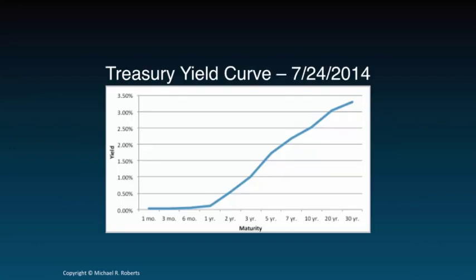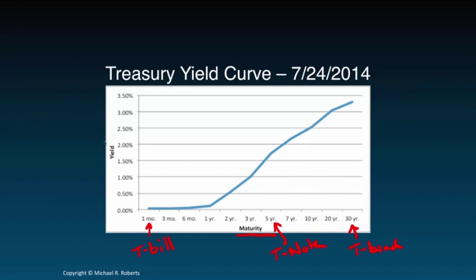So let me show you a Treasury yield curve from July 24th, 2014. On the horizontal axis, we have the maturity of the Treasury security. So here's a 1-month T-bill. Here's a 30-year T-bond. Here's a 5-year T-note. So these are just different Treasury securities that vary by maturity across the horizontal axis.